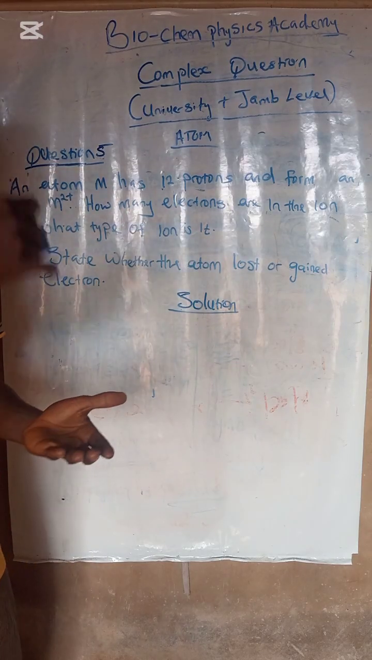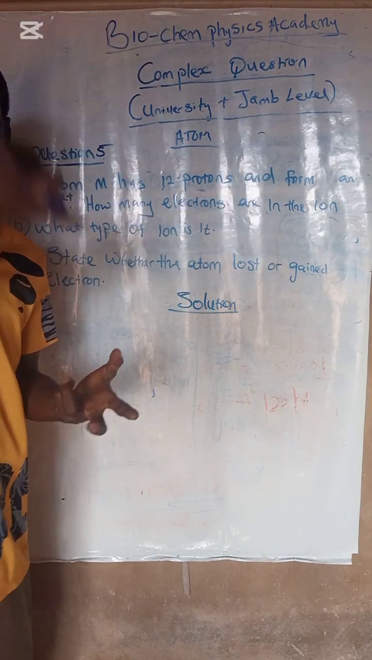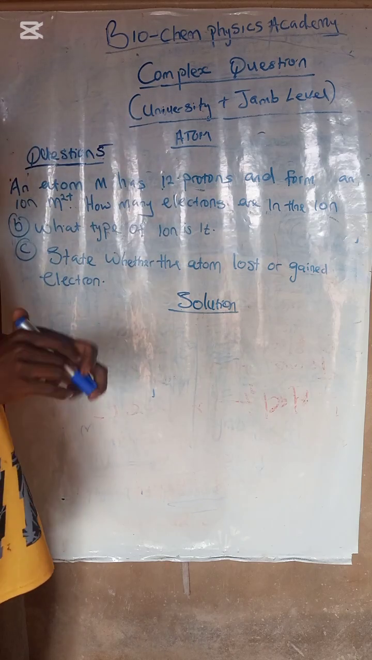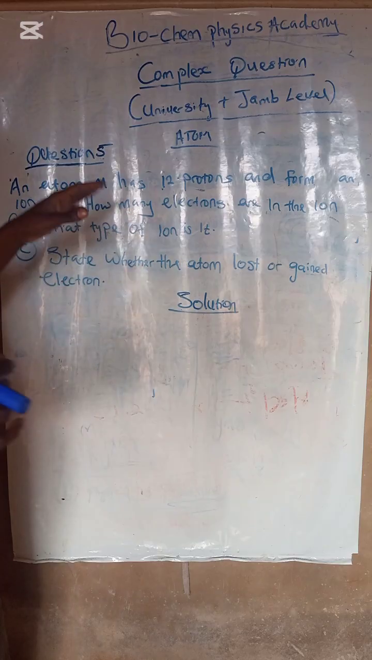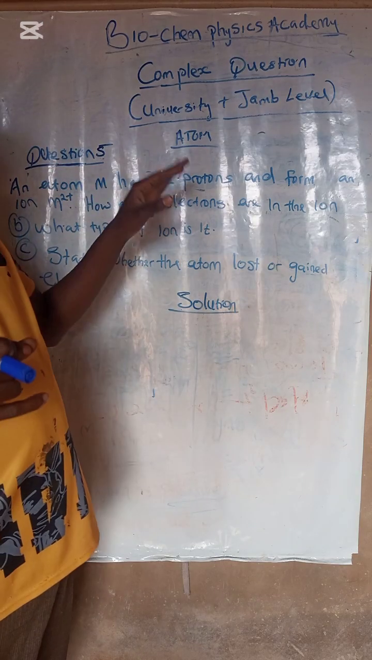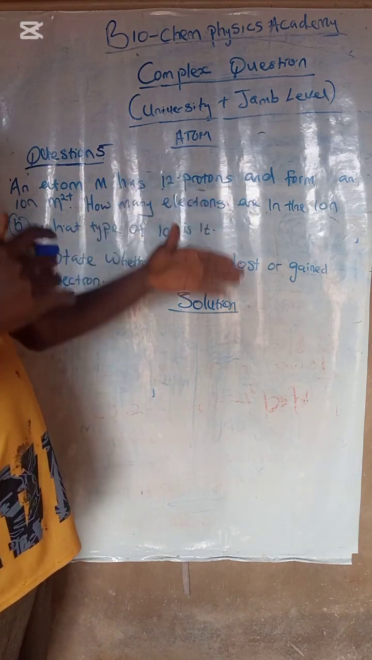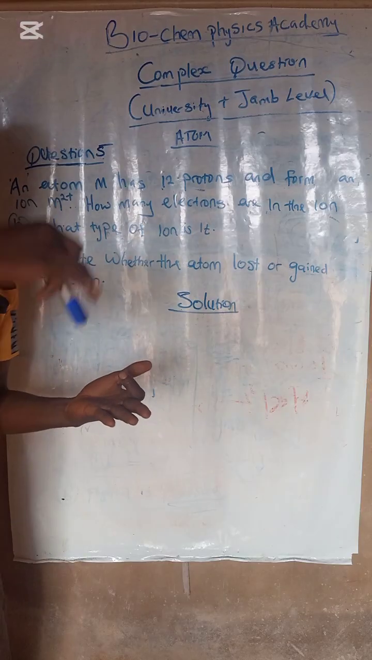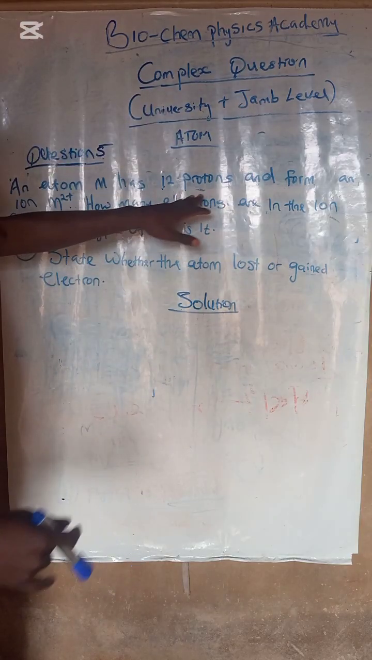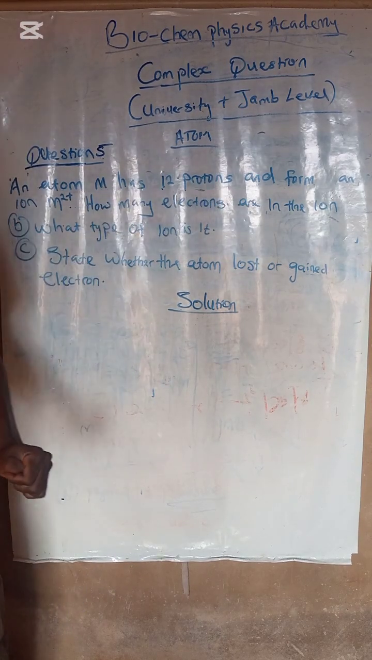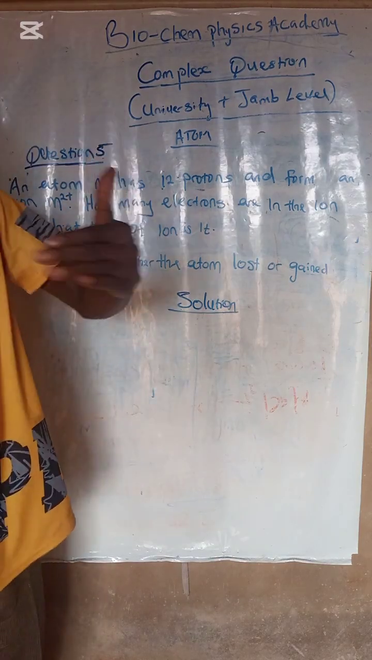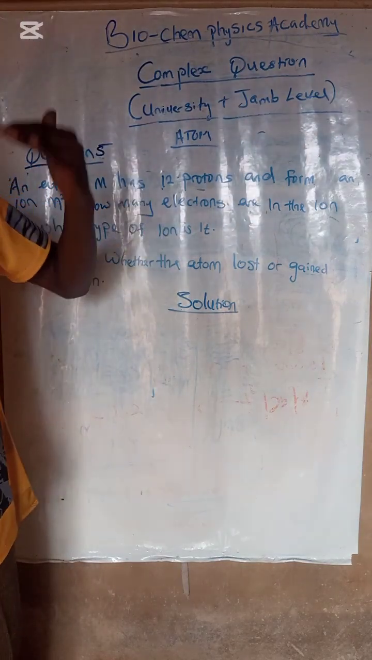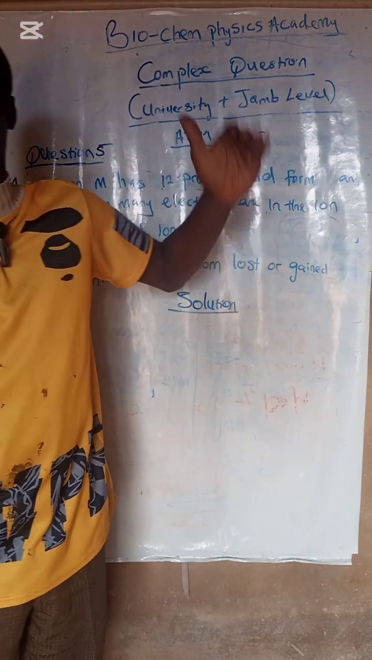But when an atom becomes an ion, the number of electrons is not equal. When an atom becomes an ion, the number of electrons is always less than the number of protons. The number of protons is always greater than the mass of electron.